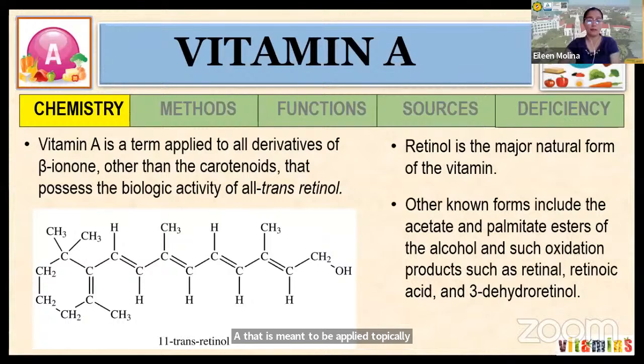Looking into vitamin A closely, vitamin A is a term that's applied to all derivatives of beta-ionone other than the carotenoids that possess the biologic activity of all-trans-retinol. But I'd like to say that retinol is a major natural form of the vitamin. Other known forms include the acetate and palmitate esters of the alcohol, and such oxidation products as retinal, retinoic acid, and 3-dehydroretinol.